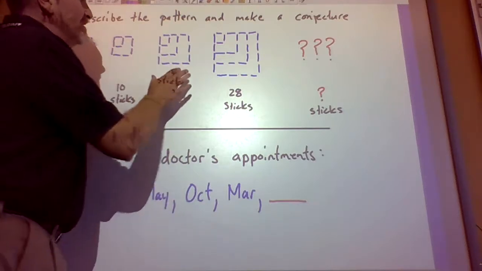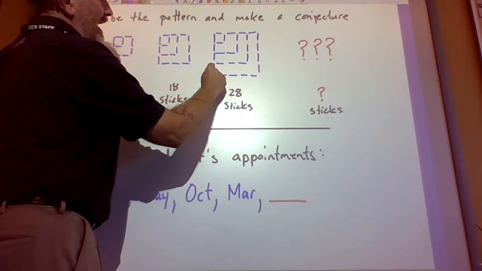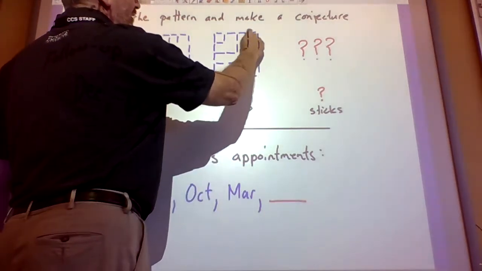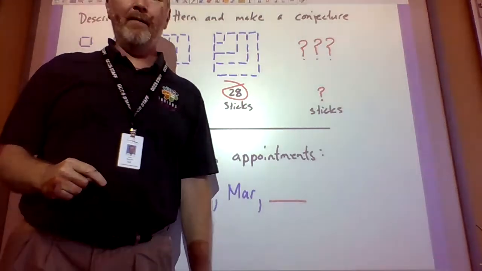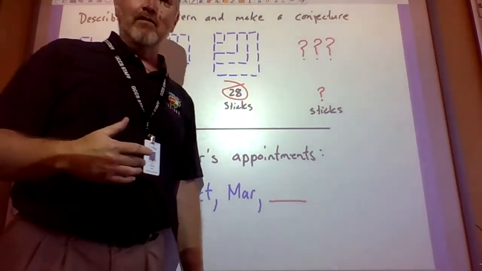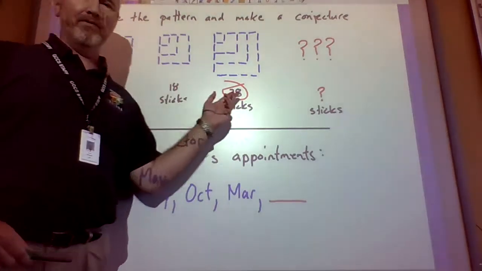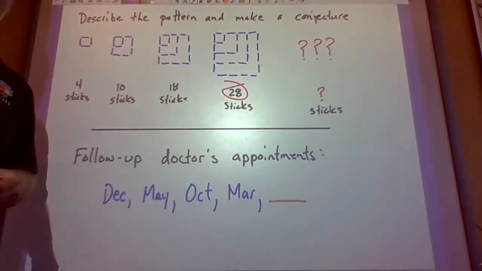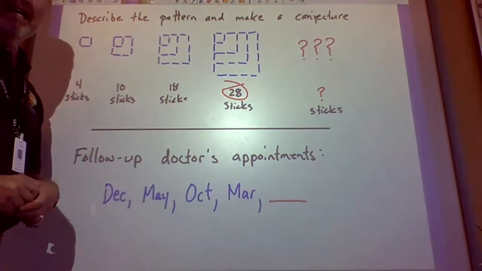So it's still not my turn to see the doctor yet, so I take this third figure and I add another layer around it, and that takes 28 toothpicks. All right, now being a math person or a numbers person, I notice a little pattern going on with these numbers. See if you can notice that pattern. Hopefully you can. I'll give you a few seconds to do that.